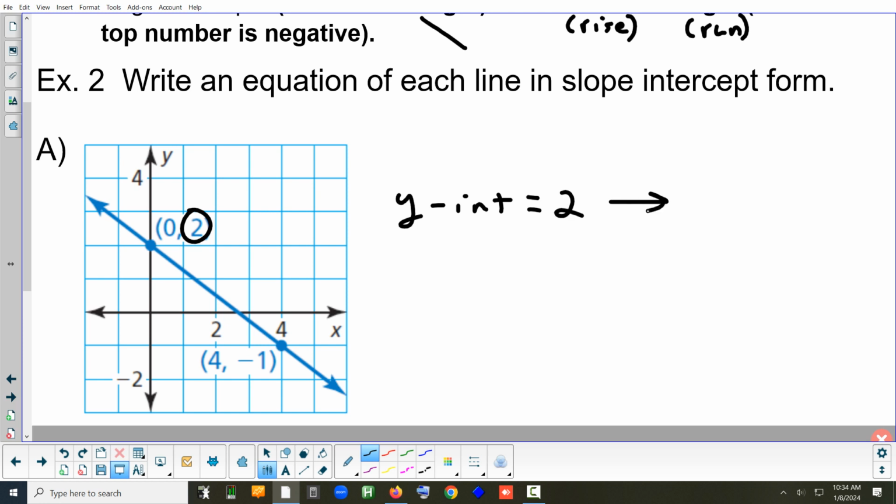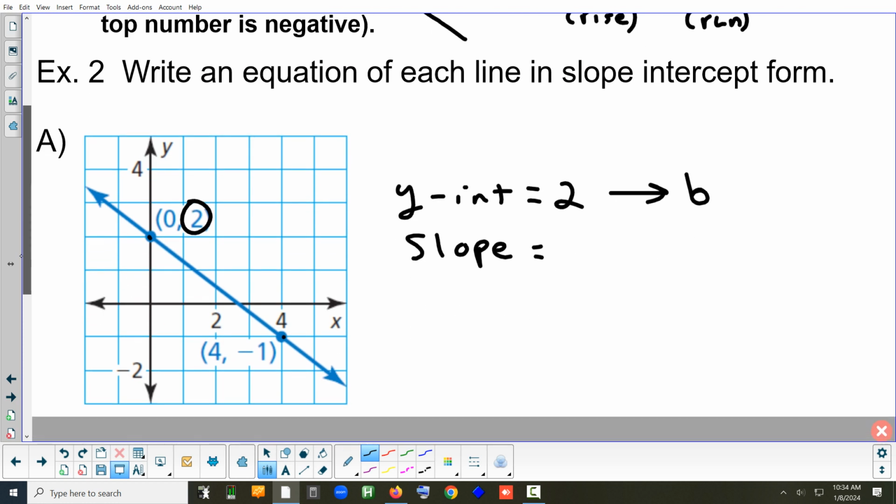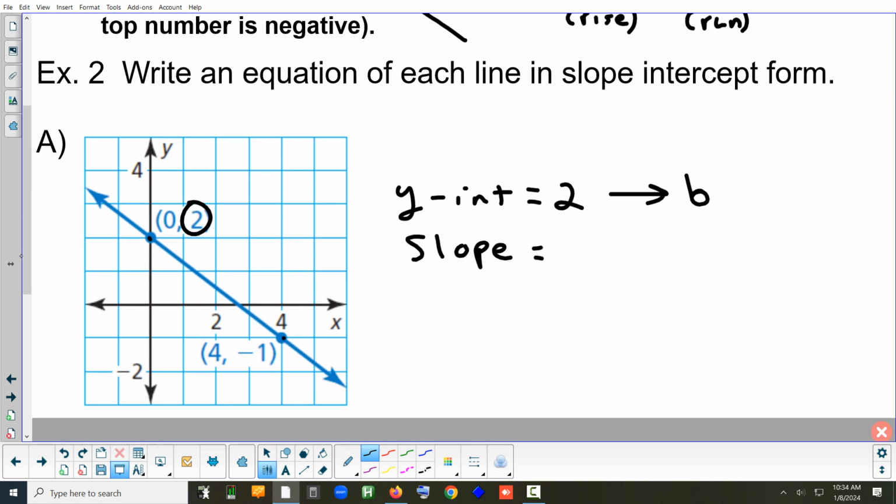And what letter is the y-intercept? B. That's going to be the B. And what's the other thing I need besides the y-intercept? The slope. Now we're going to count from this point to that point. First of all, are we going to go up and to the right, or down and to the right? Down. So this kind of slope is going to be negative, because it's down and to the right.